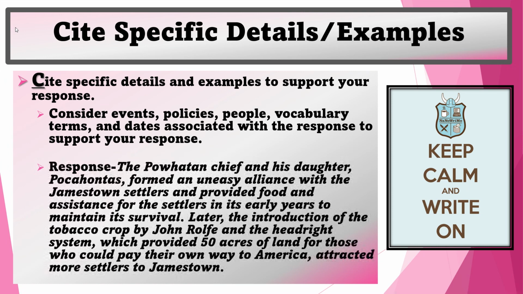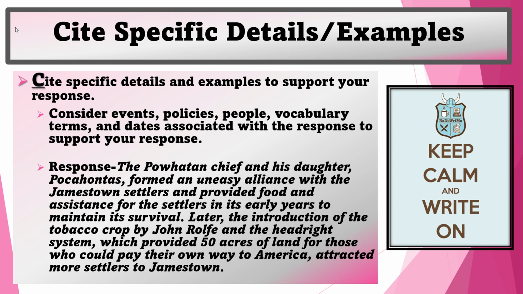The Powhatan chief and his daughter Pocahontas formed an uneasy alliance with Jamestown settlers and provided food and assistance for the settlers in its early years to maintain its survival. Later, the introduction of the tobacco crop by John Rolfe and the headright system, which provided 50 acres of land for those who could pay their own way to America, attracted more settlers to Jamestown. So there's your success. Native American help at the beginning, and new policies and new products to grow that made money for the colony. Okay, as your second reason why for success.